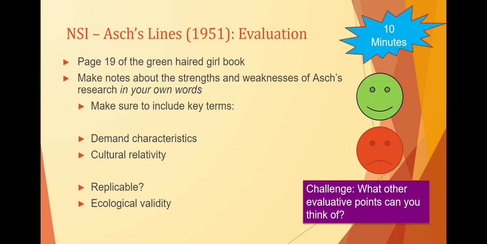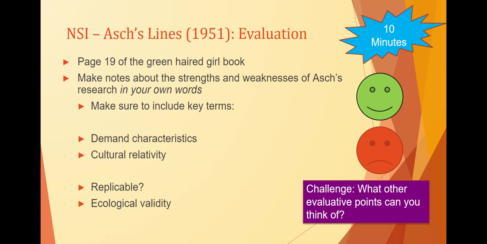Okay, for evaluation, I signpost you to page 19 of the Green Haired Girl book here. But I'm going to also just talk you through these different evaluation points. Okay. So we could talk about demand characteristics as a negative for this experiment.